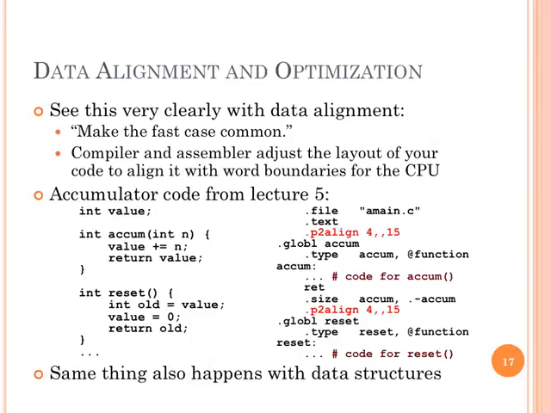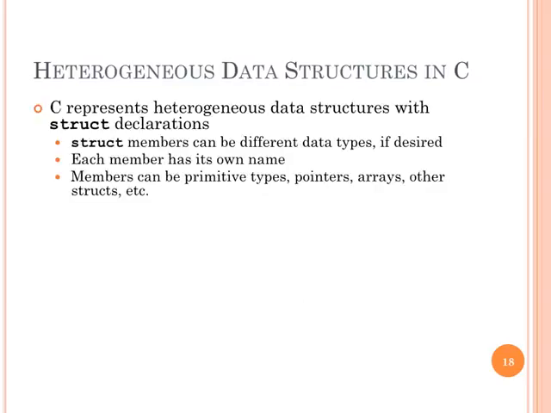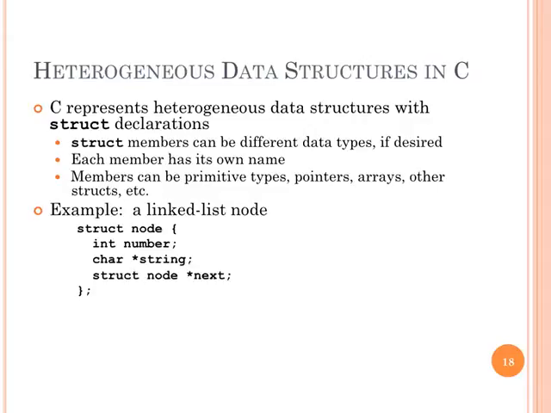All right, the same thing happens with data structures, and we've seen some of this. Hopefully you've heard of structs. If you haven't, then you're going to have a fun time in CS24. But structs are basically heterogeneous. So instead of being like an array where every element is the same, now you're saying I have multiple elements, and they can be different if I want them to be. Like I said, the members can be primitives, pointers, arrays, other structs. We can have all kinds of stuff inside of structs. Members have their own names as well.